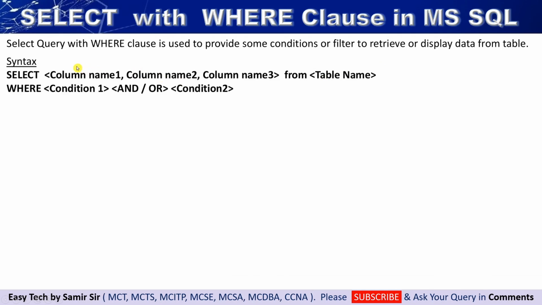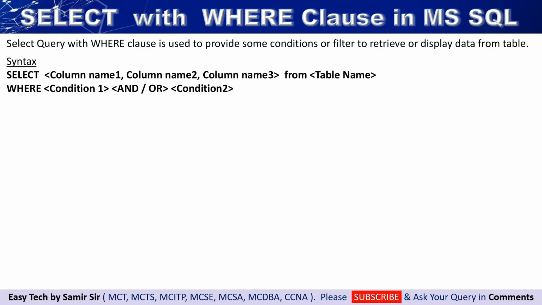Now the syntax for select with the where clause is select column names 1, 2, 3 from table name, where condition 1, condition 2. When there is more than one condition, you have to use and or or. In short, if there are 2 conditions and you use and in between, it will display the result only when the output of both conditions is true. Whereas when we use or between 2 conditions, the result will be true even if a single condition is true. That means if the first and second conditions are both true, it will give the output. If the first condition is true but the second is false, it will give the output. If the first one is false but the second one is true, it will give the output.